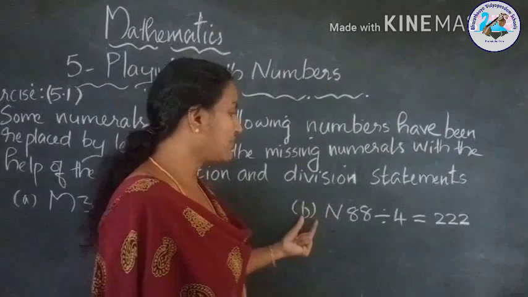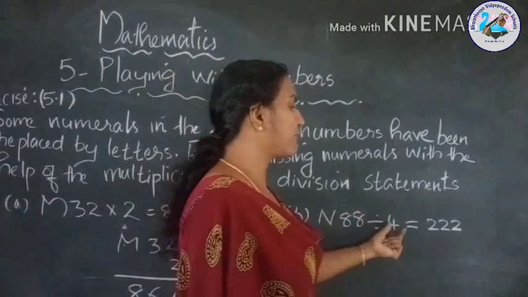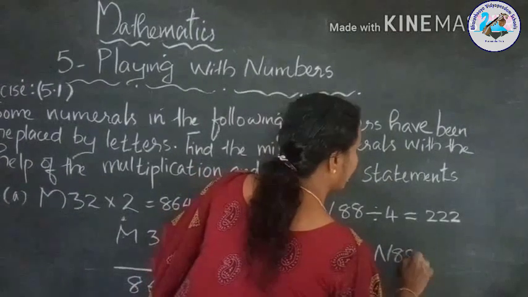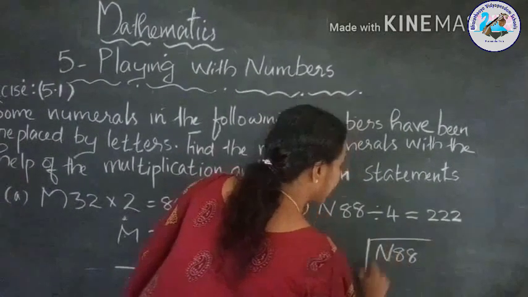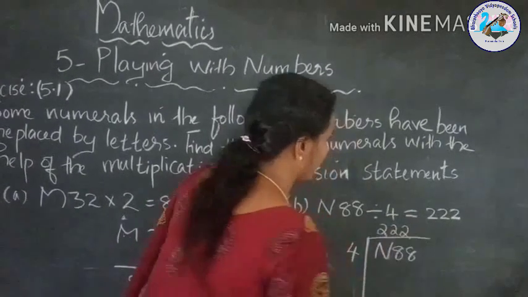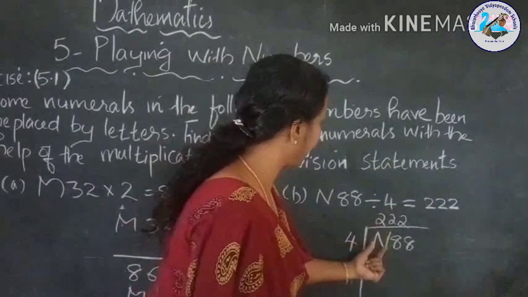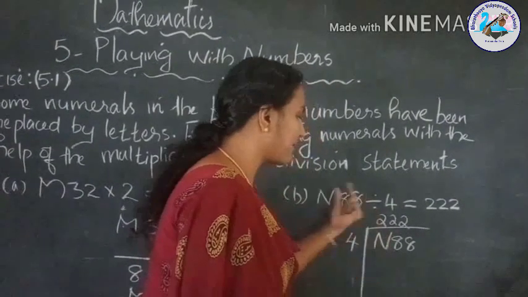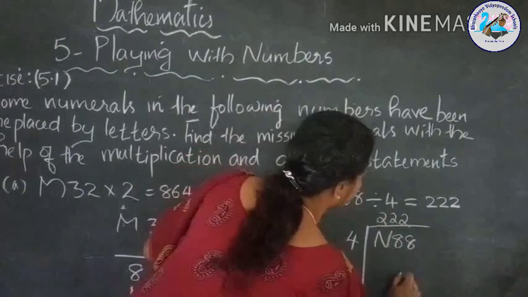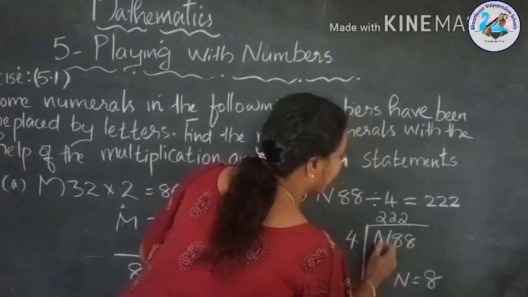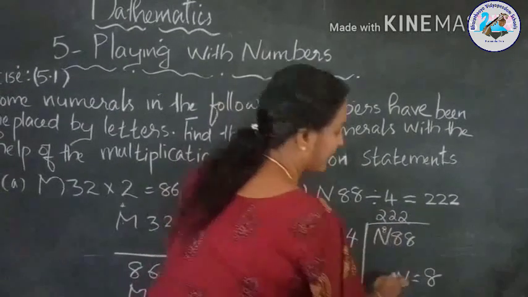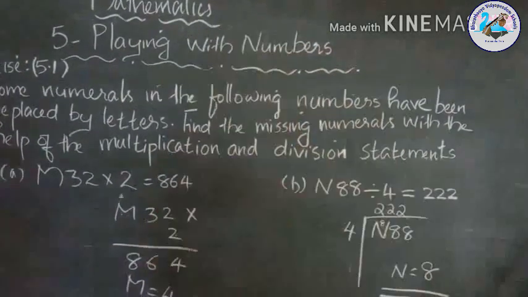The next option, option B, NAA divided by 4 is equal to 222. Here the dividend is NAA, the divisor is 4, and the quotient is 222. So we have to take a number which, when we divide it by 4, gives the quotient 2. So how many 4s are 8? 2 4s are 8. So N is equal to 8.